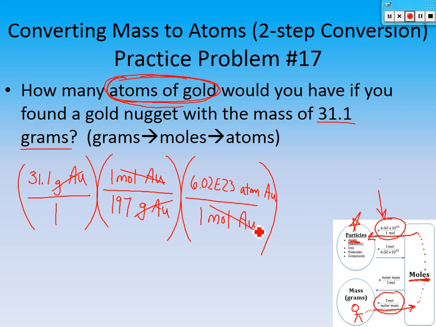Okay. Now if I stop here, I would have atoms of Au. Is that what I wanted? Yeah, atoms of gold here. So I can stop. Let's throw in an equal sign. Let's times everything on the top together. So 31.1 times 1 times Avogadro's number. Grab your calculator and try that.